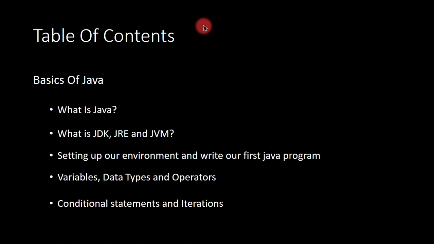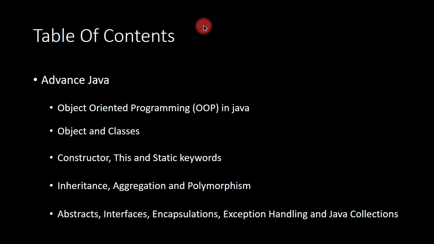And the next part of this course, which is the advanced Java course, I will cover the object-oriented concepts of Java, or OOP in Java. We will learn what is an object, what is a class, how to use them, or how to create them. And after that we will understand the constructor. What is a constructor? Why is it important? And then we will dive into this and static keywords and the difference between this and static keywords.